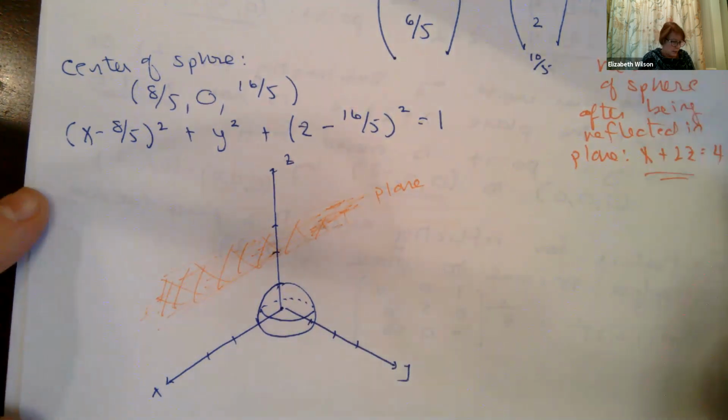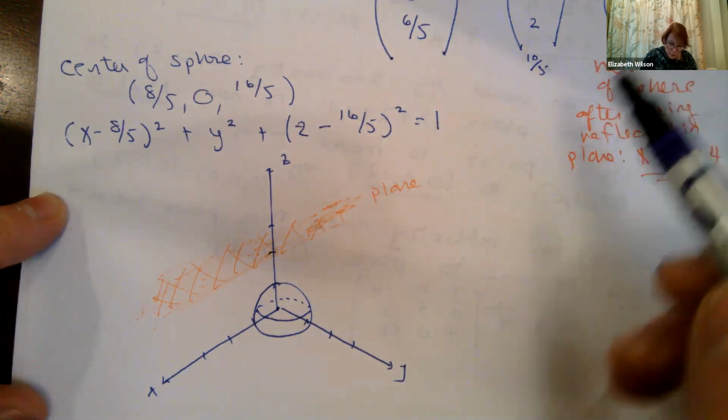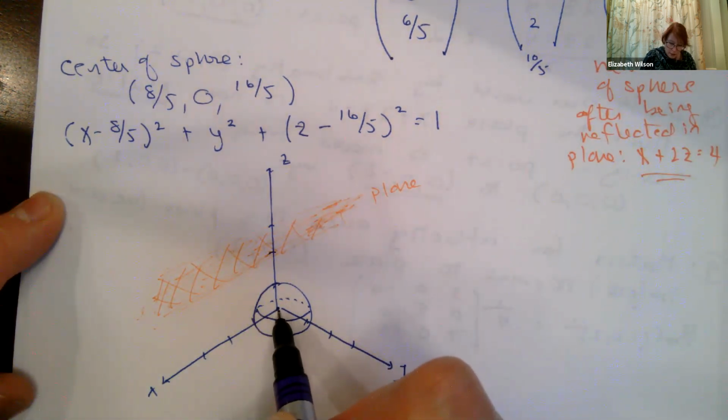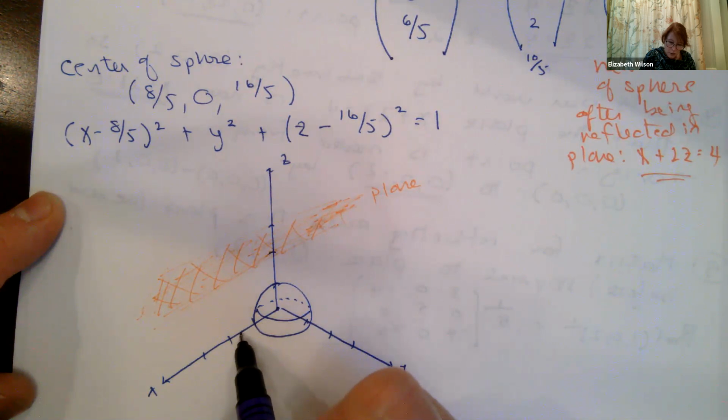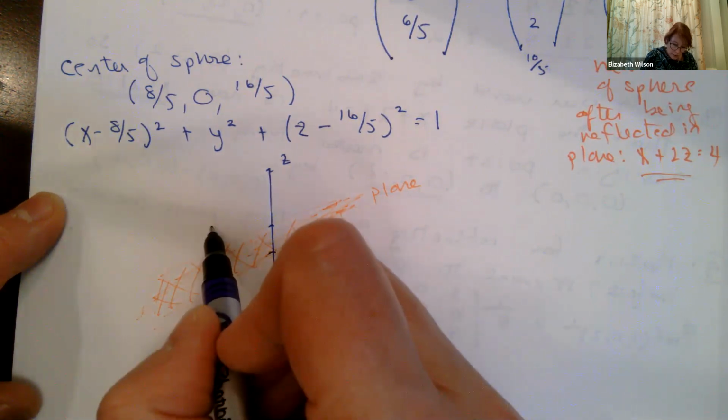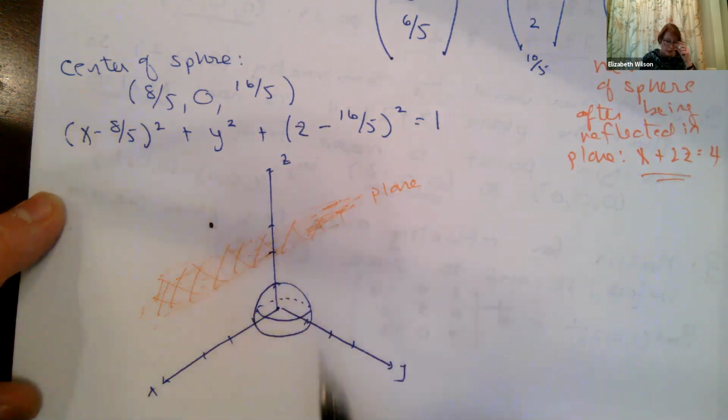We're going to reflect it. So 8/5, I'm going 8/5 in my X direction, so I'm going to go almost 2. I'm going to go 0 in my Y. And I'm going to go just a little bit more than 3 in my Z. So my new center is right there.